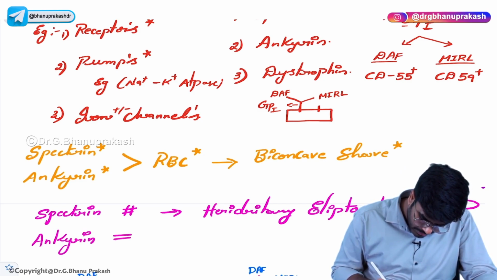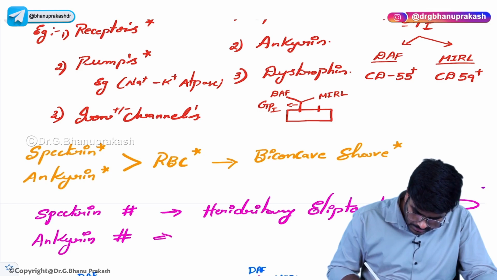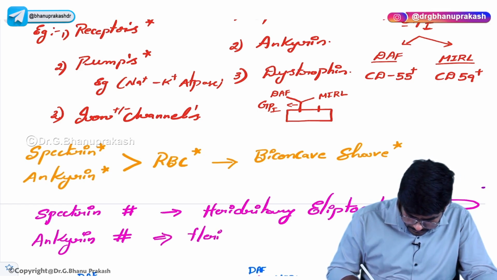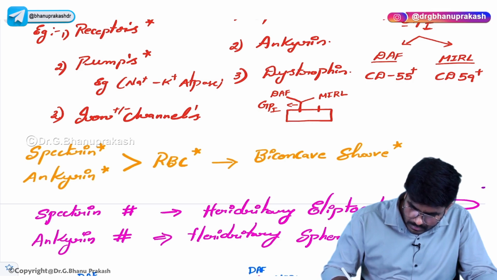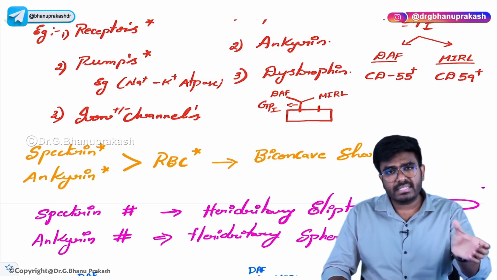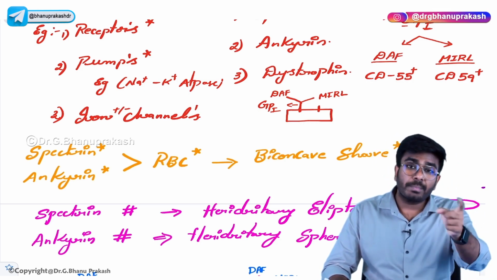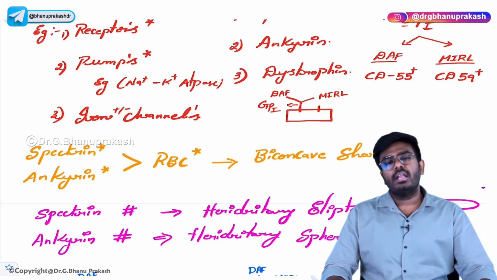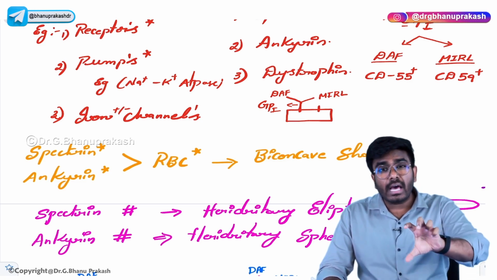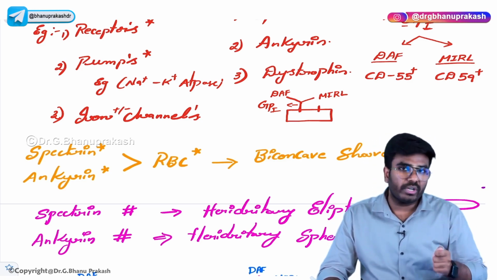Okay, ankyrin mutation will cause hereditary spherocytosis. Spherocytosis means cells which are in spherical shape. Okay, spherical. So spherical RBCs are the round shape RBCs. Now whenever there is mutation in ankyrin, the RBCs will become more round in shape.